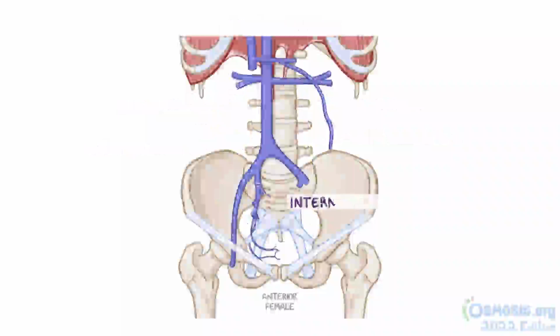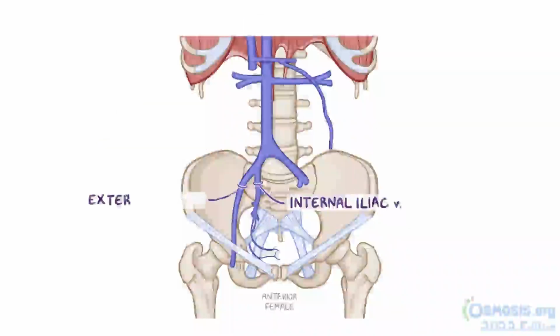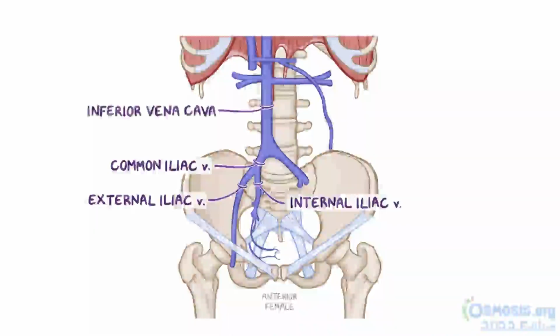Finally, the internal iliac veins unite with the external iliac veins to form the common iliac veins. Then, the right and left common iliac veins unite at the level of L4 or L5 to form the inferior vena cava, which runs upwards to drain into the right atrium of the heart.